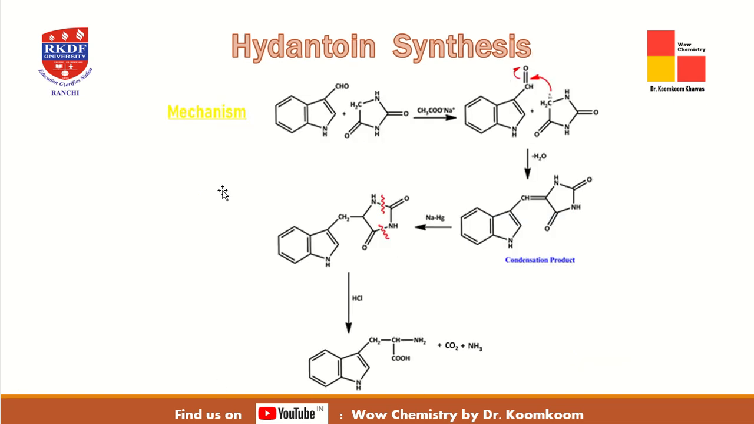So this is the mechanism. A reaction between the aromatic aldehyde and the hydantoin in presence of sodium acetate and acetic anhydride results in a condensation product with a loss of a water molecule, as you can see over here, I've shown with arrows. It results in the formation of a condensation product, which upon reduction, this double bond gets reduced to a single bond with the addition of hydrogen atoms, and again acidic hydrolysis over here, as I've shown here, will result in the formation of the desired amino acids and a loss of carbon dioxide and ammonia molecules.